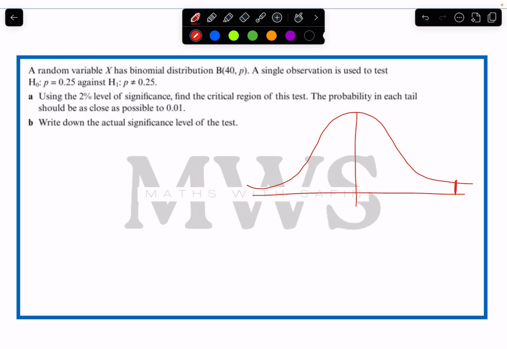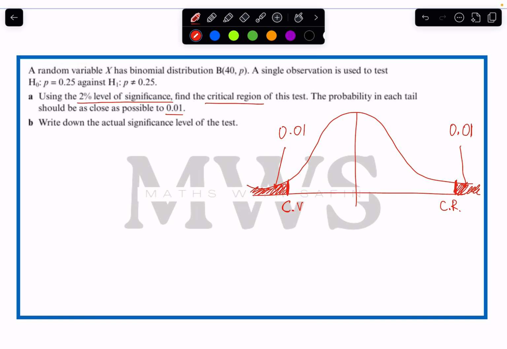When you're finding the critical region, we're finding the extreme values. Okay, so critical value here and critical value here, and using these critical values we need to find these regions where we find the extreme values. Here it says using a 2% level of significance, find the critical region for this test. The probability in each tail should be as close as possible to 0.01. So we are splitting the significance level and trying to find the critical region of the top 0.01 and the bottom 0.01. So the bottom 1% and the top 1%, because we took that significance level and split it into two parts.